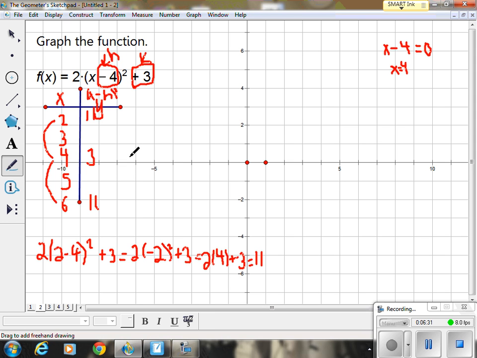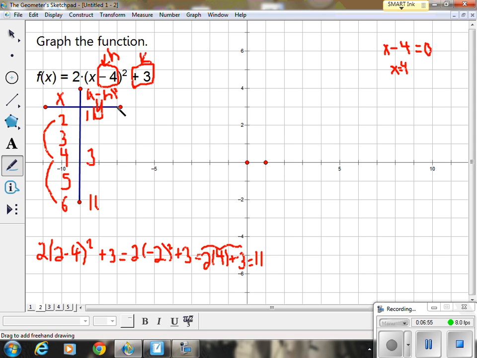2 squared is 4, I'm sorry. So I'm coming out with the exact same expression I had here: 2 times 4 plus 3, which gives me 11. That power of 2 is always going to create the same value when I raise negative 2 to the second power as when I raise positive 2. So the symmetry happens automatically.